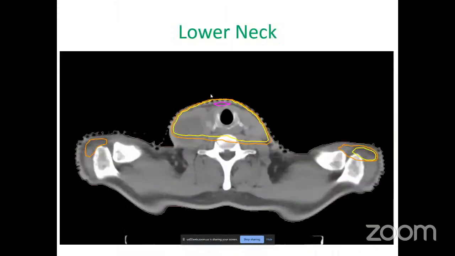But there is still a problem when we look at the lower neck. Due to the presence of the shoulder, you will see there is limited dose in the posterior aspect of the lower neck. And for this patient, who had a large node, with the bilateral portal you actually cannot cover the lower neck beyond the cricoid. So it is difficult most of the time.